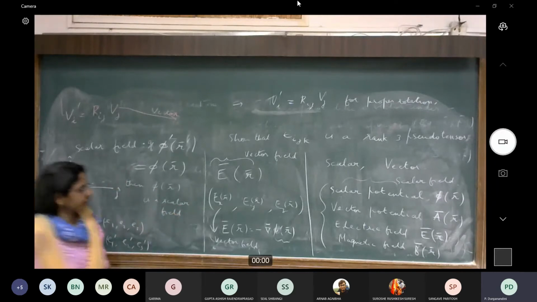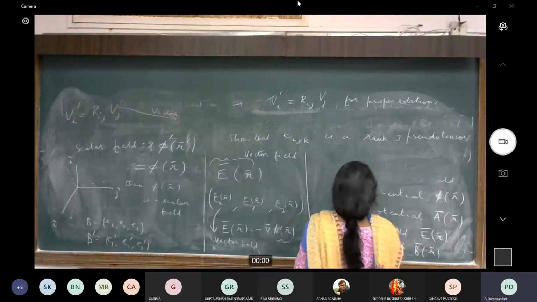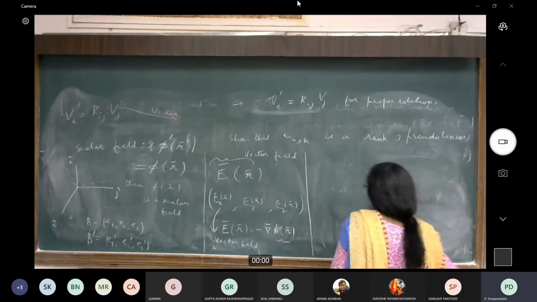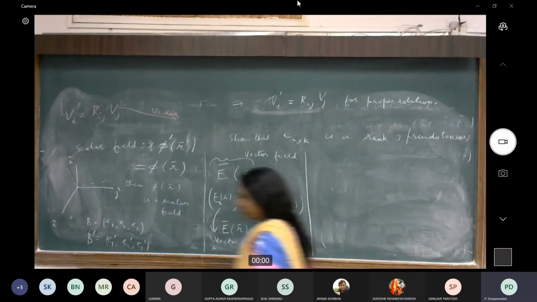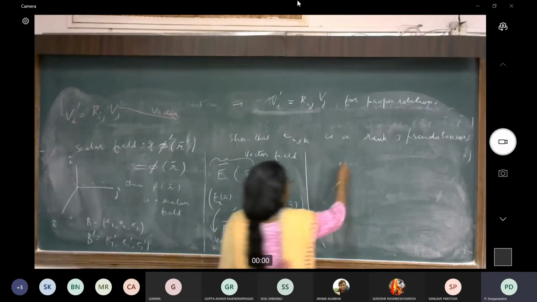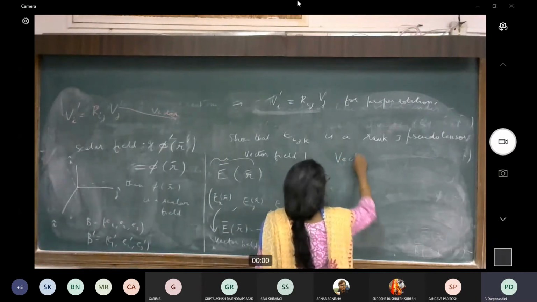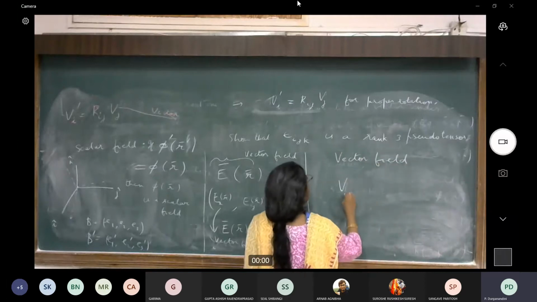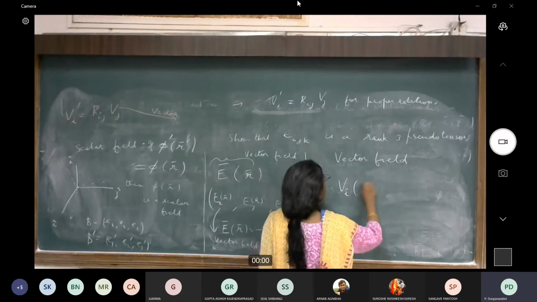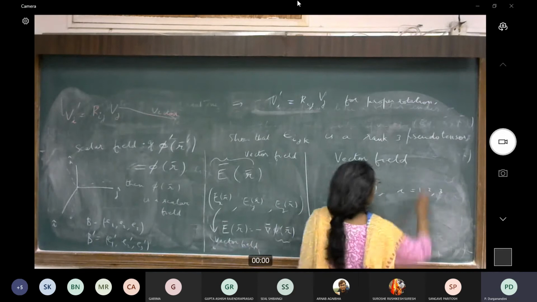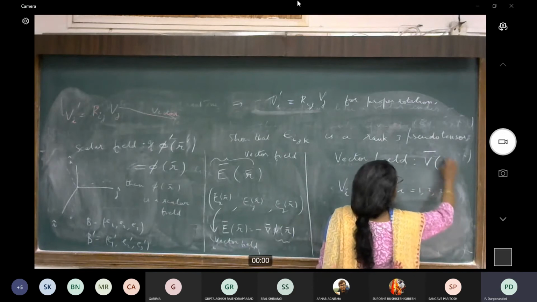Now, in a similar way, I will say that a vector field is something which will transform just like our vector. So now a vector field is something which will have three components. I'm going to denote my vector field by an object having three components, and again we are talking of three-dimensional space. So I have V_i(r), i equal to 1, 2, 3, or more generally, I can write this as V(r).